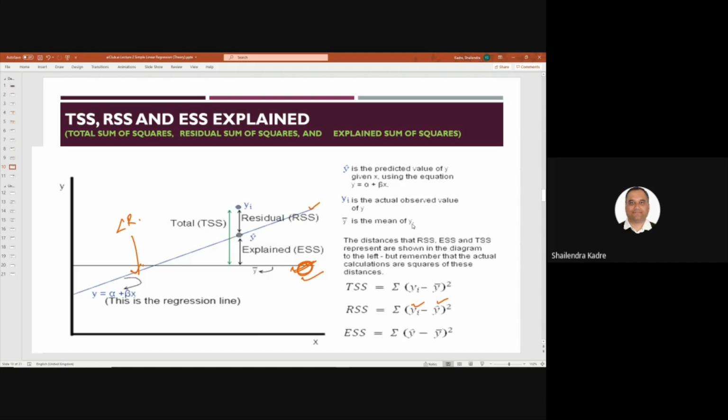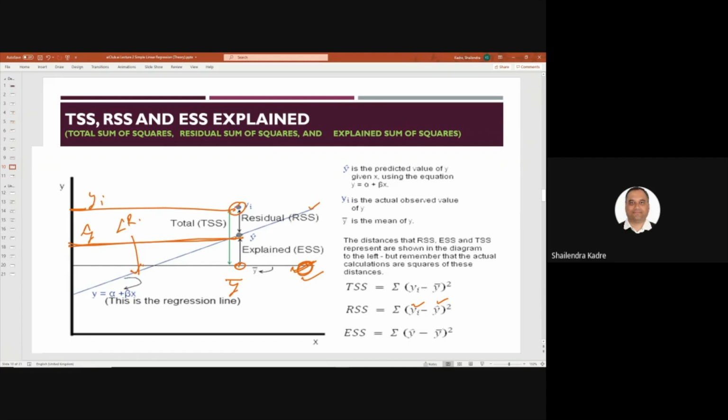For this particular point, if I draw a horizontal line, this is my yi, because this is the actual y belonging to this point. This is the value given by the model, so this is y cap, y hat. And this particular point below is the mean, so it is y bar.